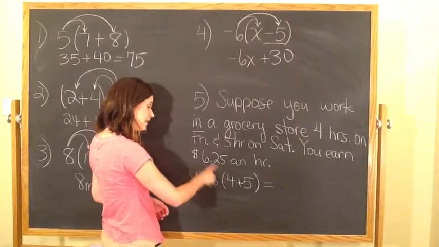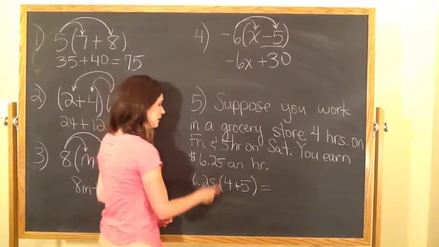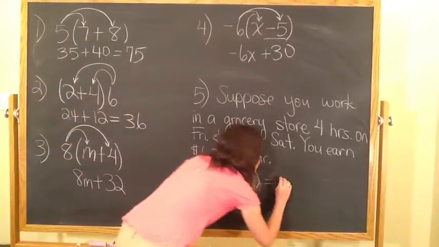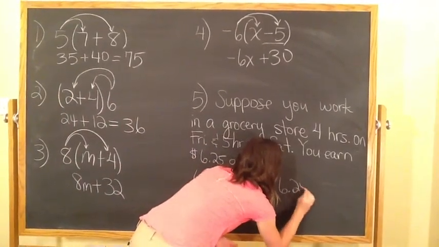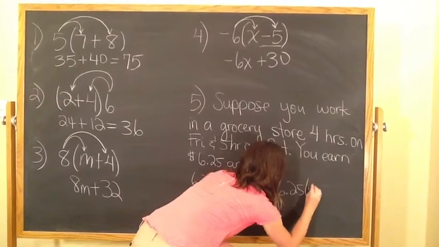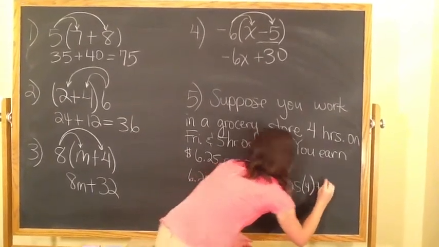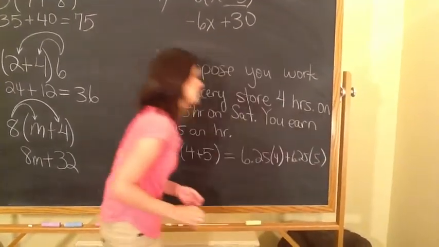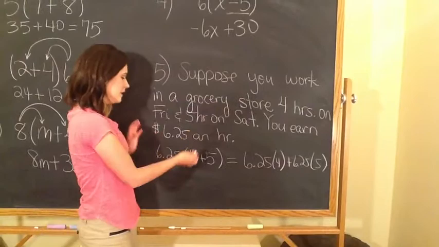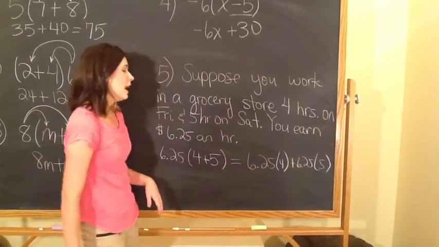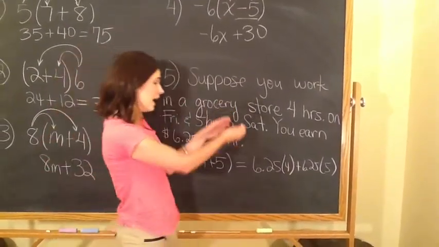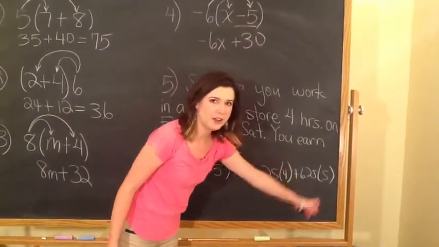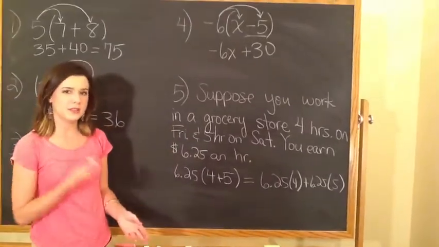So if I distribute this 6.25 to the 4 and distribute it to the 5, then I can also get the same answer. So if I did 6.25 times 4 plus 6.25 times 5. So instead of saying, okay, I'm going to add up my hours and then multiply by how much I make per hour, I'm going to go ahead and say, okay, well, on Friday, I made this much money plus what I made on Saturday. So it's just two different ways of thinking about the same problem.